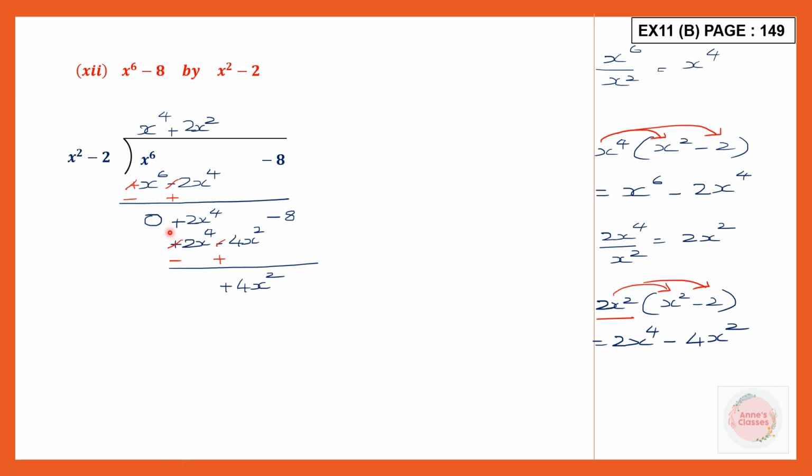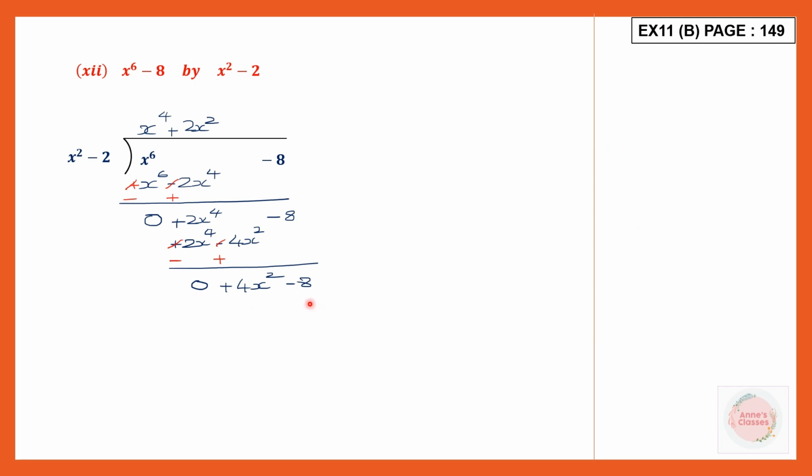And here plus 2x to the power of 4 minus 2x to the power of 4 will become 0. And then we bring down minus 8. So this is our new dividend. Again, take the first term of the dividend divided by the first term of the divisor. So that is 4x square divided by x square. So the number is 4. X square and x square will get cancelled. So we only have 4 and that is plus 4.